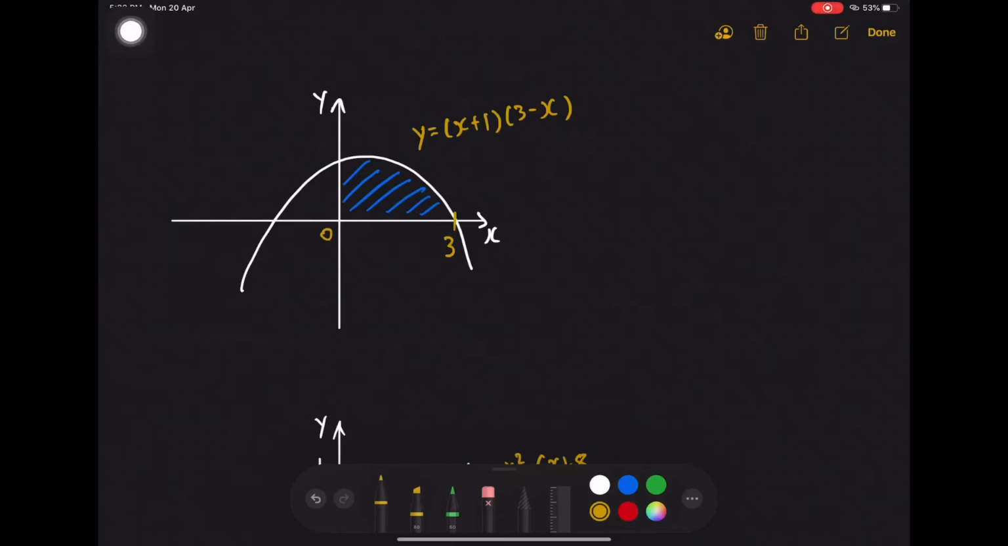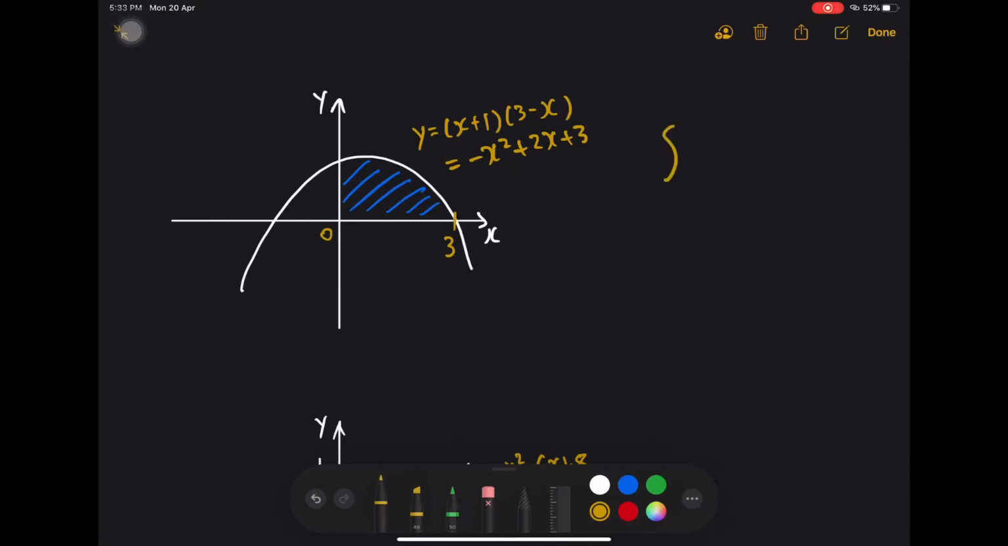So in this video, I'm going to go through a few examples on how to find the area under the curve. In this case, I want to find the blue area. So I have this curve, okay? So the first thing to do, I'm going to expand it first so it's easier to see in that way. I'm going to get negative x squared plus 2x plus 3. And I'm going to integrate this.